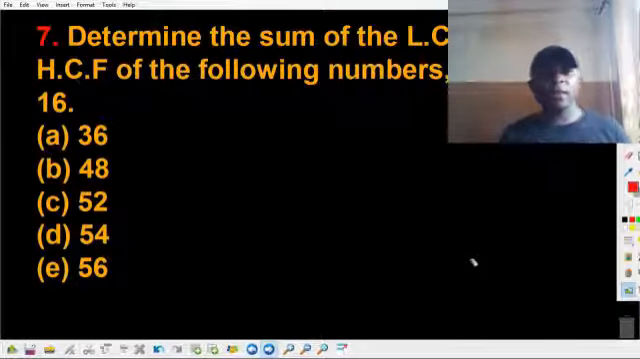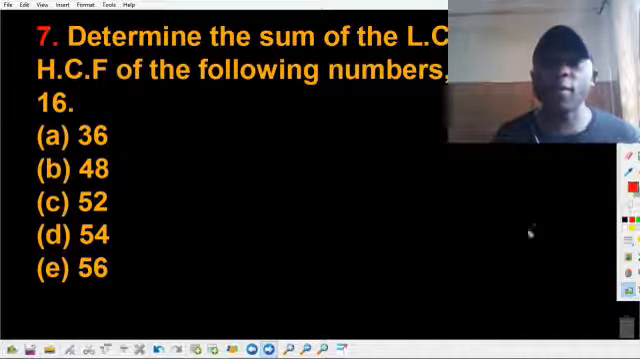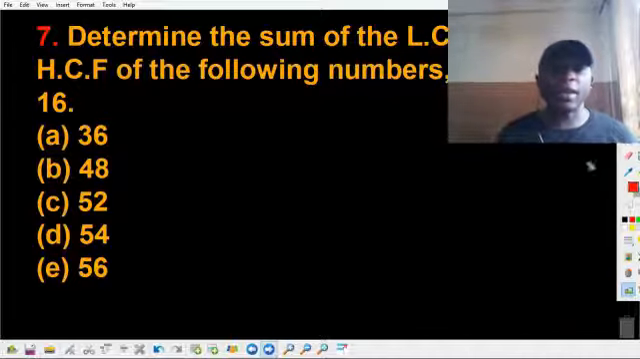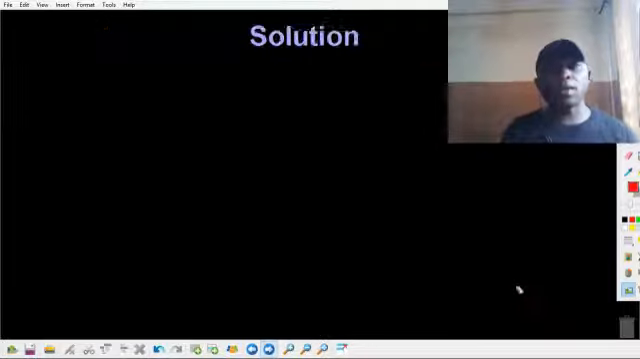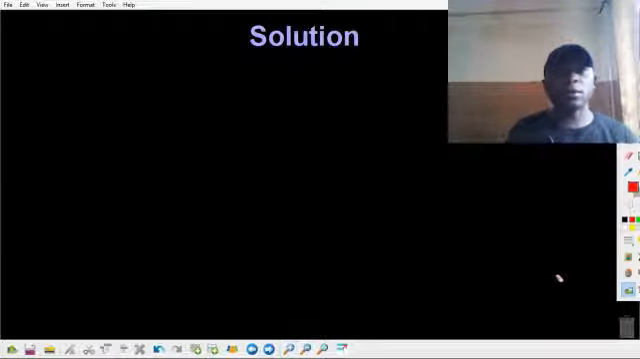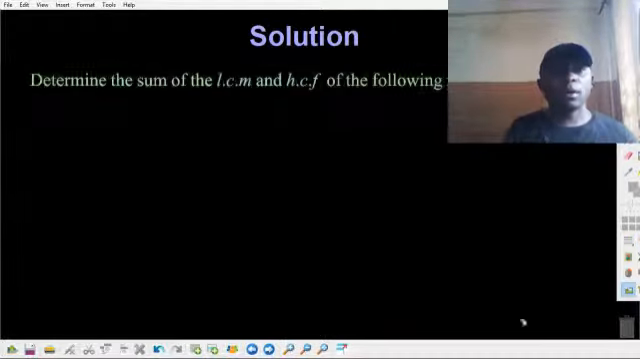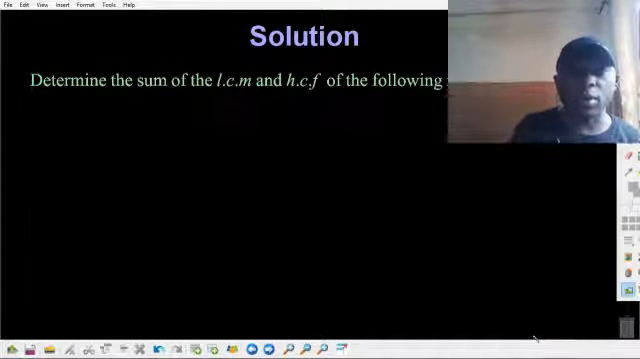Now determine the sum of the LCM and H.C.F of the following numbers: 8, 12, and 16. Let's quickly look at the solution to this. How do we do this?